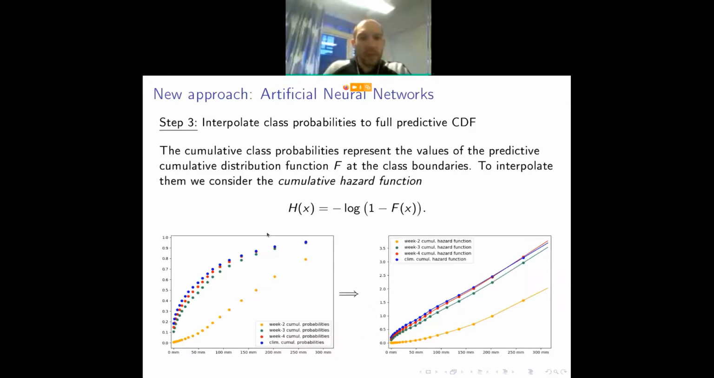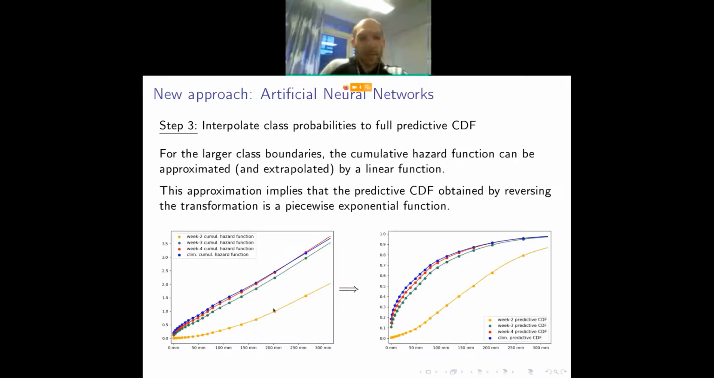First of all, we can calculate the cumulative probabilities by just summing up the category probabilities, that's shown here in the plot on the left-hand side. And then if we transform this with a particular transformation, it turns out that for this particular weather quantity, those lines straighten out and can then be interpolated relatively well with just a linear interpolation. And if we reverse that transformation, we get a decent interpolation of the predictive CDFs. And once we have those, we can derive any probabilistic forecast quantity we like.